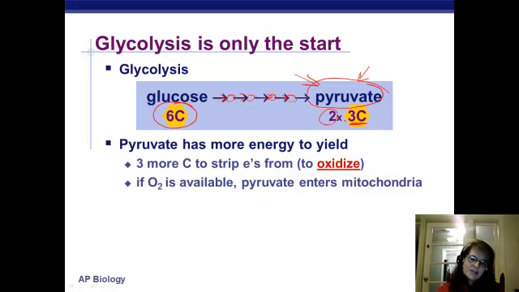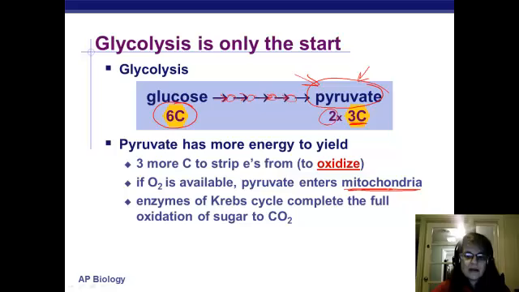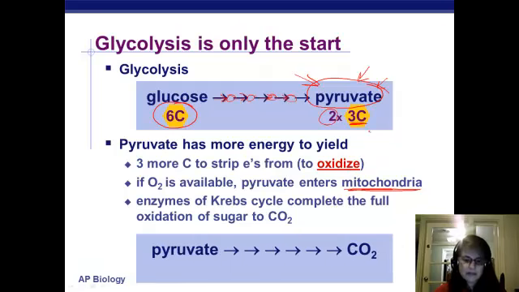So, if there is oxygen available, remember, glycolysis happened in the cytoplasm, cytosol of the cell. If oxygen is available, pyruvate will actually enter into the mitochondrion of the cell and go under further oxidation. Okay? The enzymes that make the Krebs cycle go, that further break down pyruvate, will completely break it down, completely oxidize it, strip all the useful electrons that we can possibly get from this pyruvate. It will be fully oxidized by the end of the Krebs cycle or the citric acid cycle.